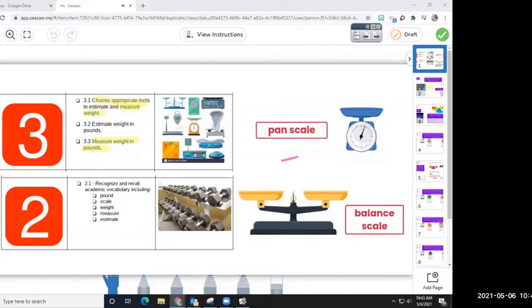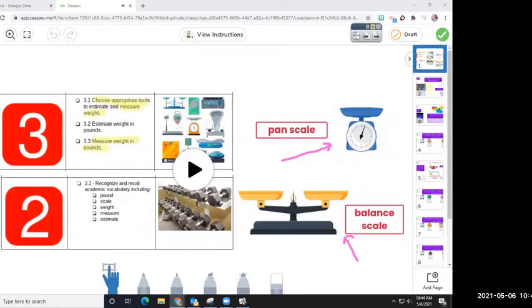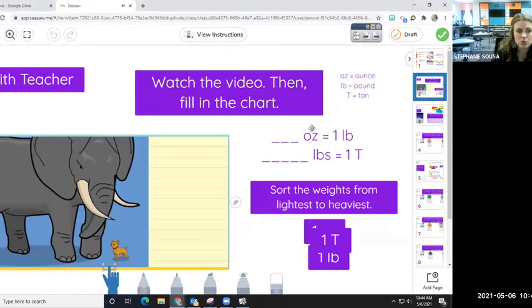And a pan scale right here is used when you just want to measure one thing to determine its weight. The other type of scale is called a balance scale, and that's down here. And that's when you might want to just compare weights of different objects. So today we will be looking at both of these types of tools. Okay, let's hop to slide 2, please.